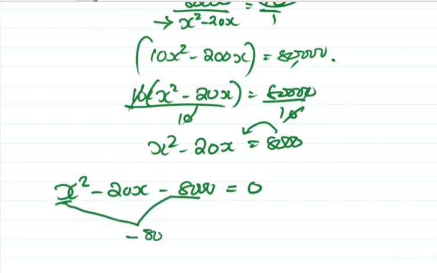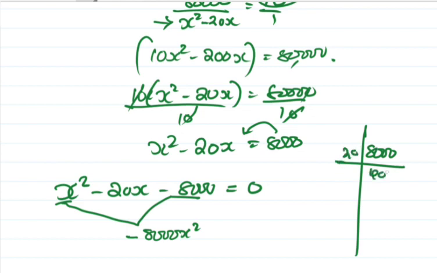We will have negative 8,000 x squared. So 8,000 divided by 20, the answer was 400. Divided by 20, the answer was 20. Then 4, 5, 1, something like this.